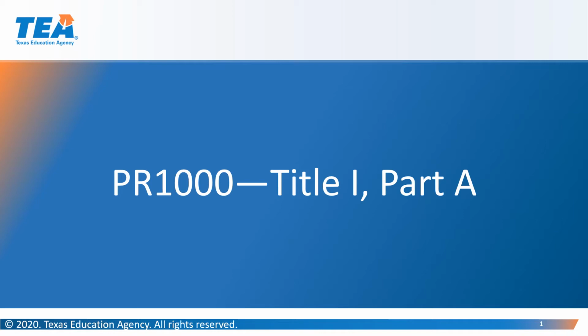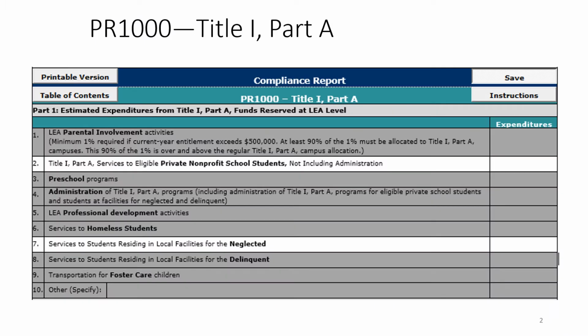The PR1000 is the compliance report for Title I, Part A. The PR1000 has the same functionality as other compliance reports. There's a button at the top for the printable version, a button to access the table of contents, a button to save, and a button to access the instructions.